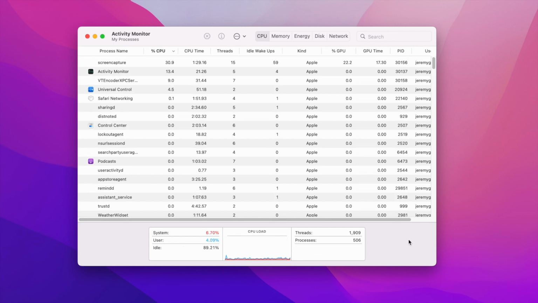I hope that helps. Check out your Activity Monitor every once in a while. You may not even know you have a problem until you do.